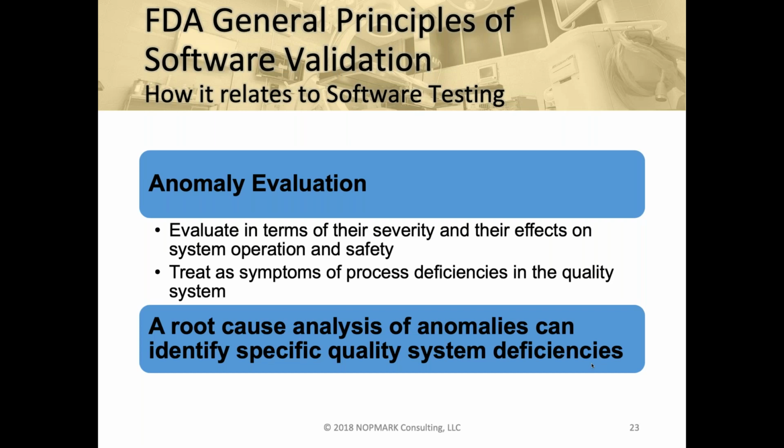So part of the expectation from the FDA regulations is that you're actually looking at your defect database and trying to understand how you can improve things to either catch the defects earlier or prevent the defects from happening. So treating your defects as symptoms that there's something to be improved in the development process, something to be improved in the quality system, is asked for within the FDA guidances.